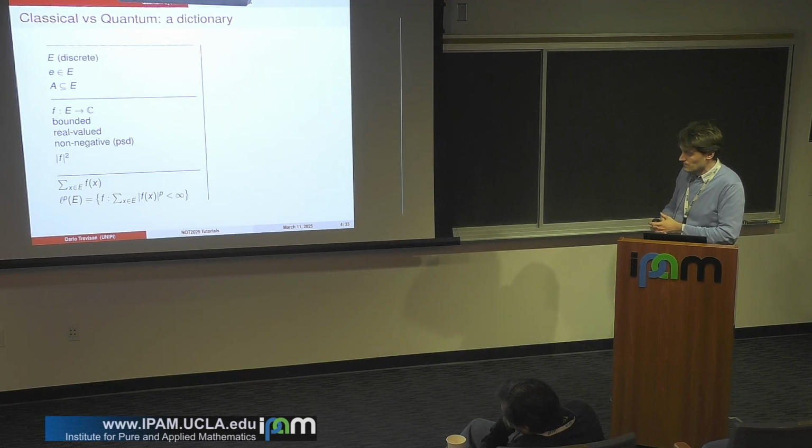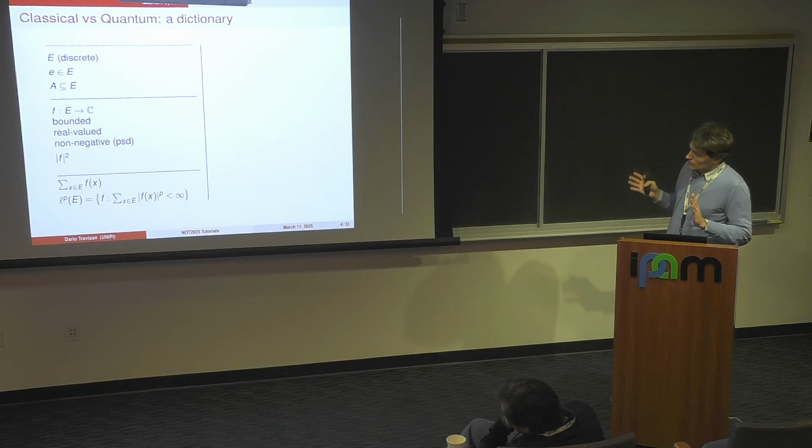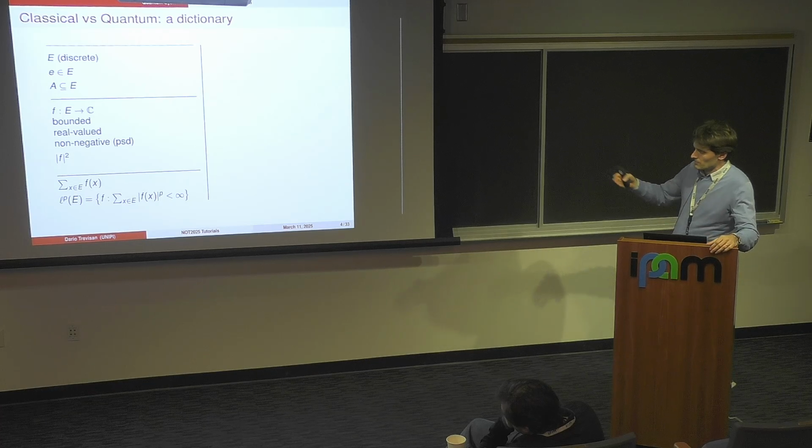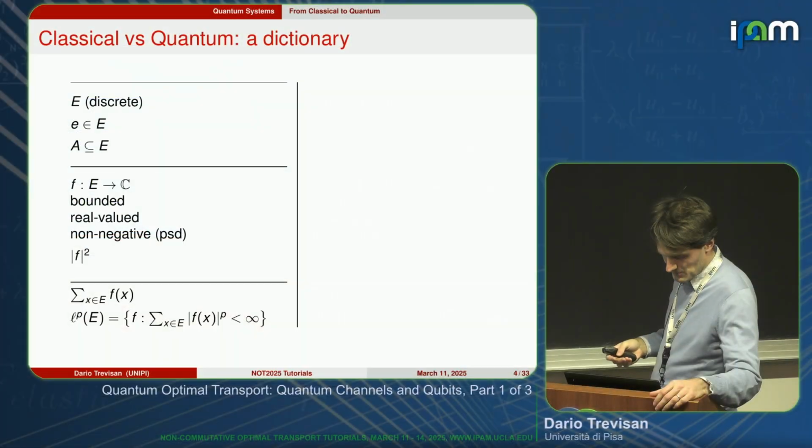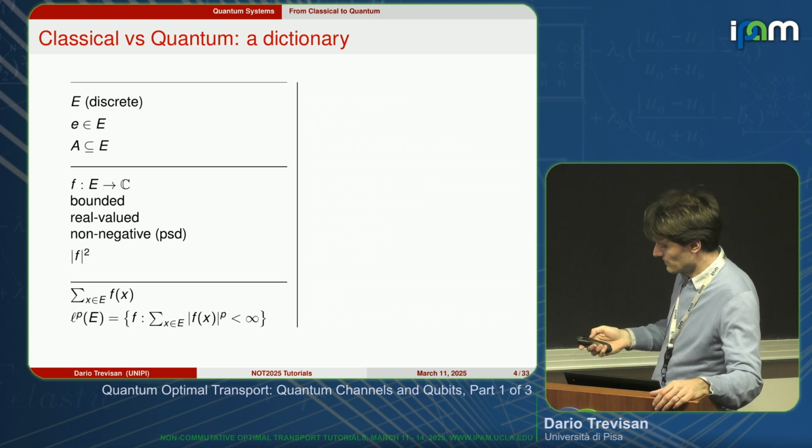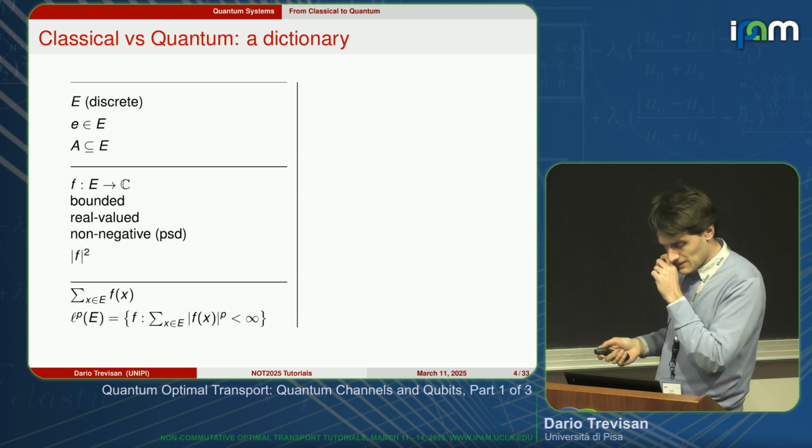This is another function. Then once you have a function and a set, you don't really need a measure in general. You can just do a summation over the points of the set. You get a series, which may converge or not. And then you have these little LP spaces, which are just defined as usual. Okay, what are the quantum counterparts of these tools?